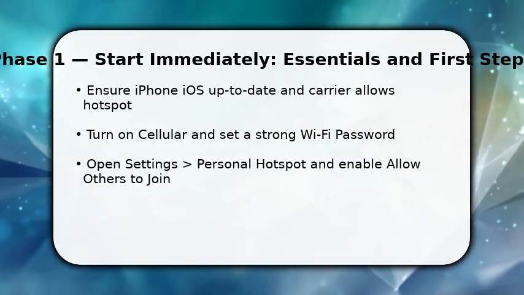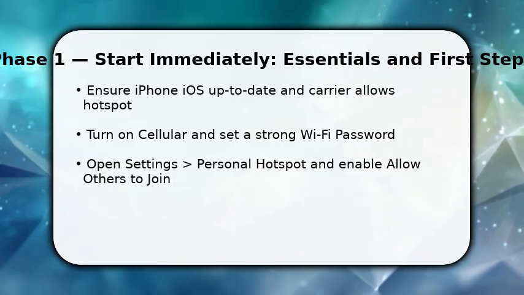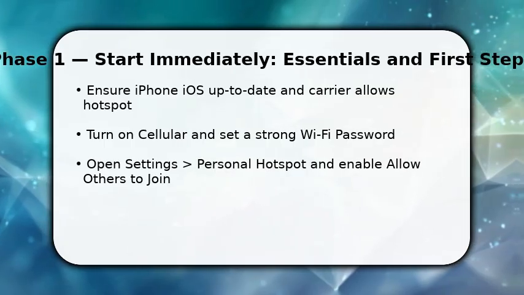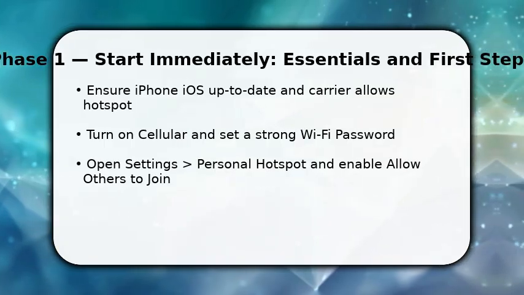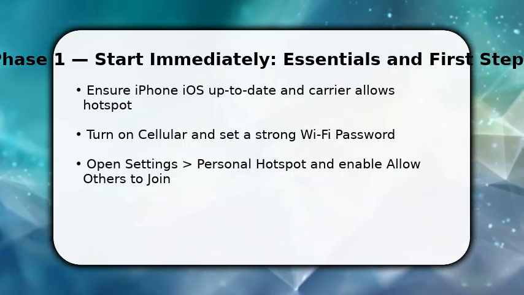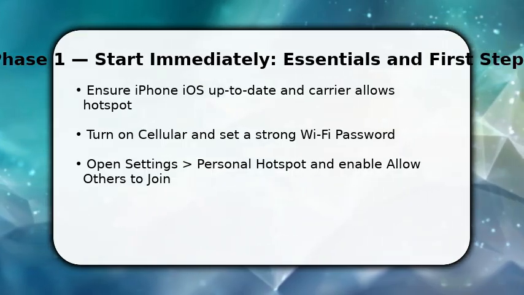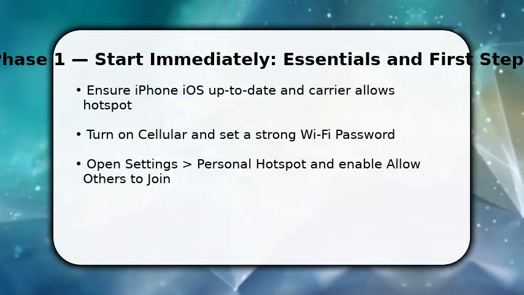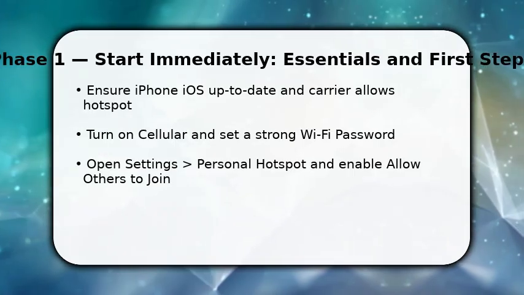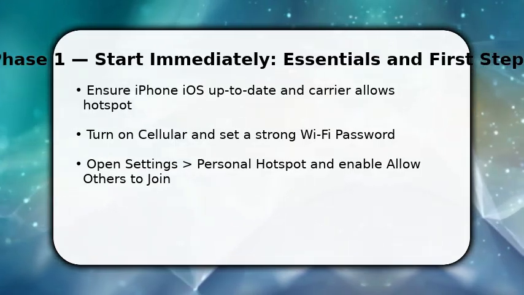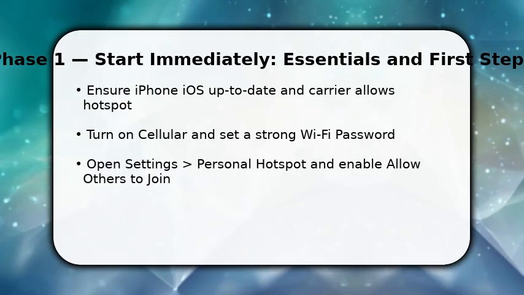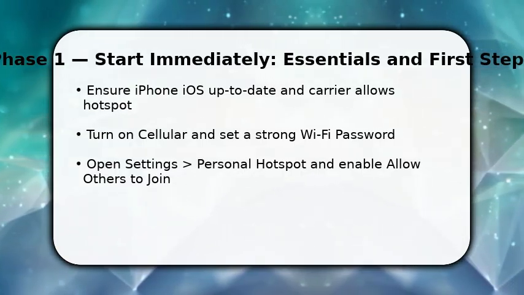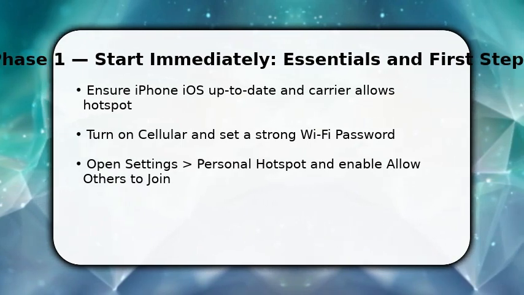You start by confirming basic prerequisites. Carrier support, latest iOS, and cellular data enabled. These prevent hidden blocks. Once done, set a clear, strong Wi-Fi password so only intended devices connect. Next, open Settings, tap Personal Hotspot, and toggle Allow Others to Join. Make sure Wi-Fi and Bluetooth are on as visual pairing aids. You're now broadcasting. This first batch of actions removes common barriers and establishes the hotspot signal you'll make discoverable.